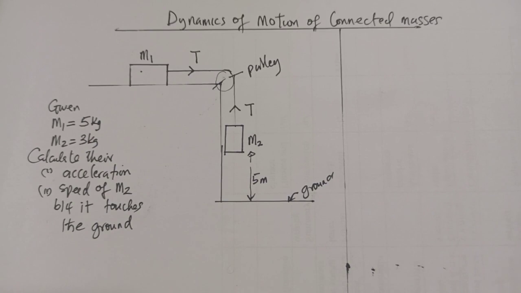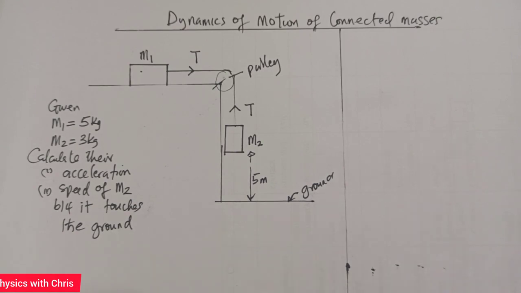In this video, I'll be looking at the dynamics of motion of connected particles or connected masses, still under the applications of Newton's second law of motion. For some time now, I've been talking about applications of Newton's second law of motion. Here we have two masses that are connected together by a string, and the string is made to pass over the groove of a very smooth pulley.